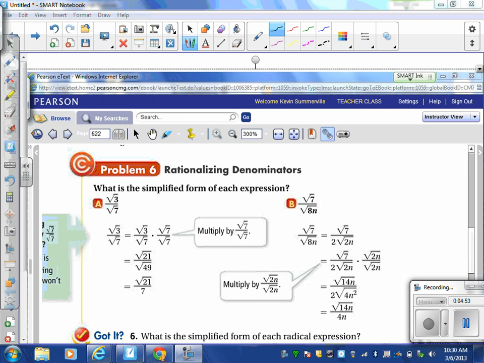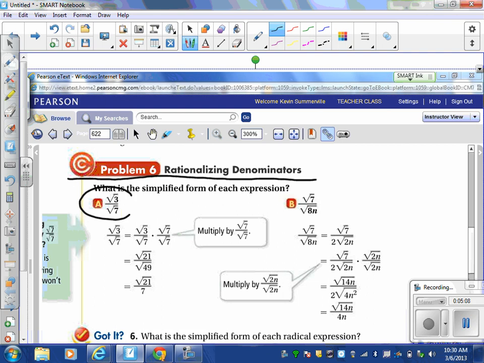Let's take a look at problem number 6, rationalizing denominators. In problem A, we are given the square root of 3 over the square root of 7. What steps do we take to solve this problem? Let's see what they did.